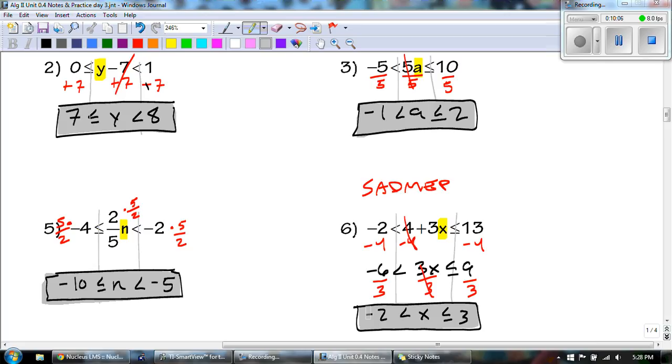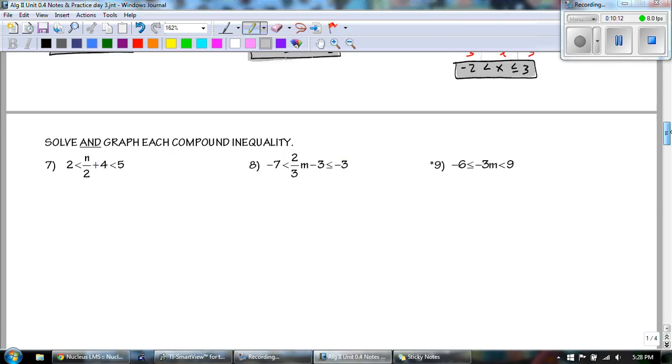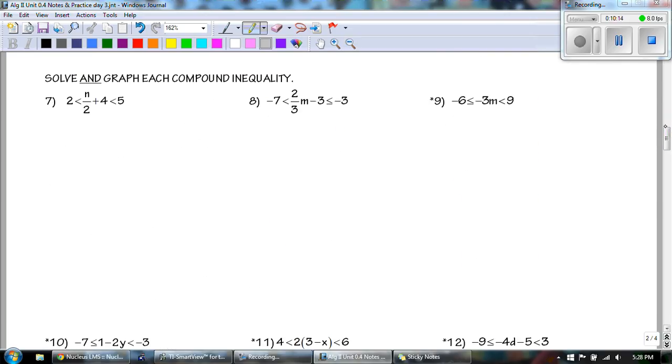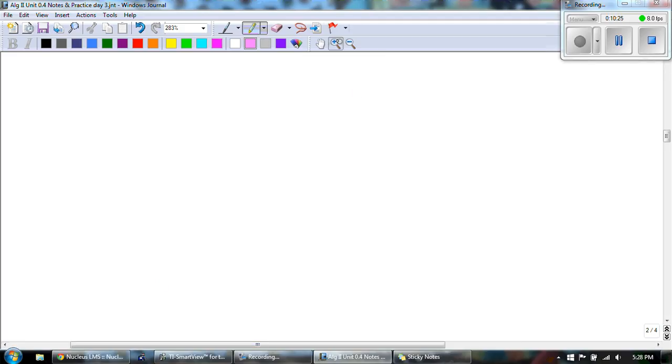What do you think? You guys getting a hang of this? All right, good. Let's move on to the harder ones. Okay, so now these are saying to solve. All right, we have to solve and graph each compound inequality. All right, let's see if they get harder.